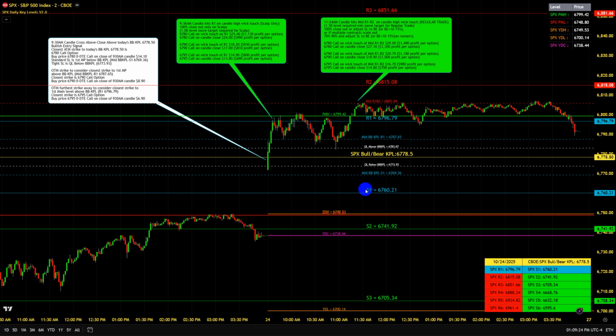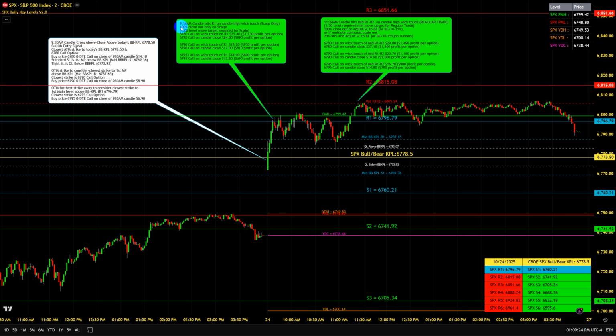If we were taking a bullish trade off of S1, what is one level above? That's the bull bear KPL. If we were taking a bearish trade off of R1, what is one level below R1 on a scalp? It'd be the bull bear KPL. Okay, so in this case, a bullish trade off of the bull bear KPL, one level above for a scalp exit is the R1.